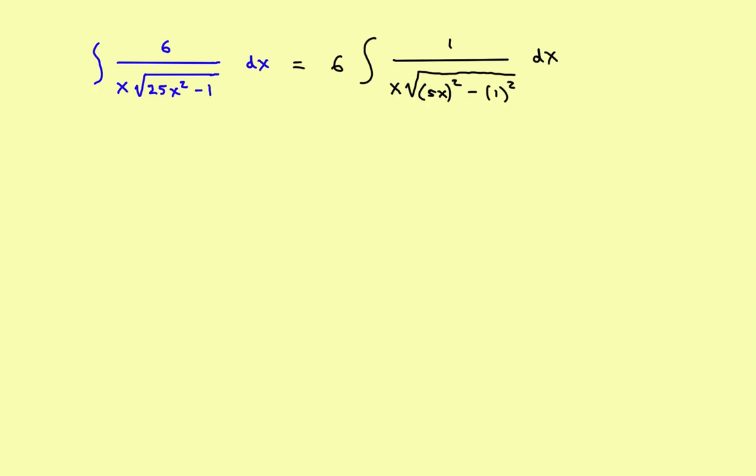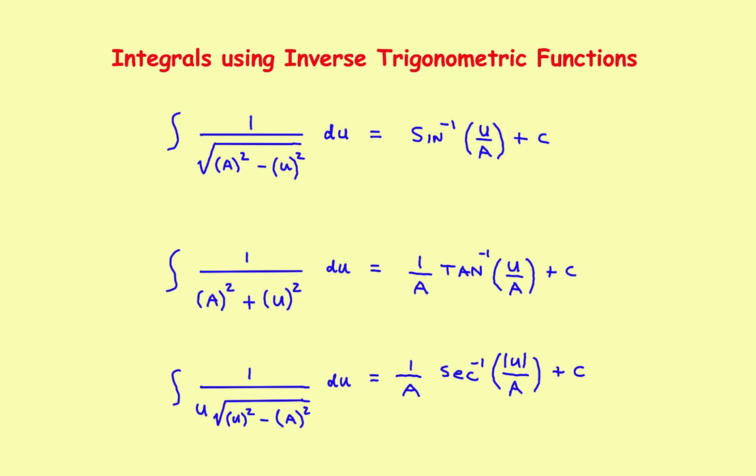Now let's go ahead and label what we've got here. So here is u. This is going to be your choice of u. And this is going to be a. And again, I'm basing it on this formula right here. So u squared minus a squared.